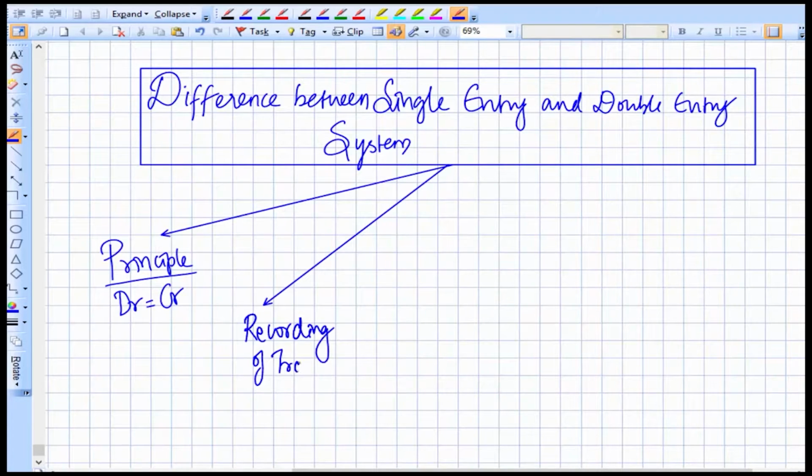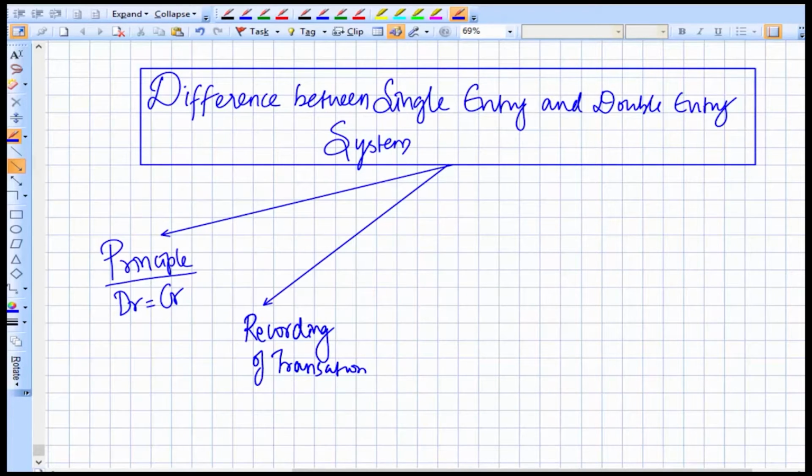If you take a double entry system, debit and credit aspects of all transactions will be recorded. Whereas in single entry system, you don't pay that attention. I mean, you will not have debit and credit of all transactions. For some transactions, you will have only debit. For some transactions, you will have only credit. So in recording of transaction also, you got a difference.